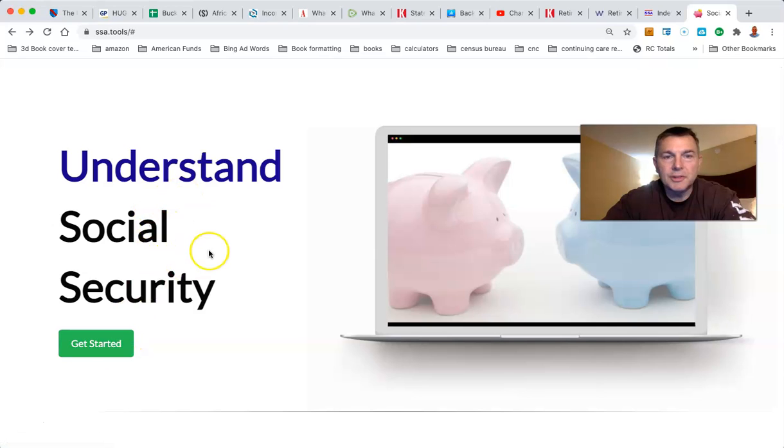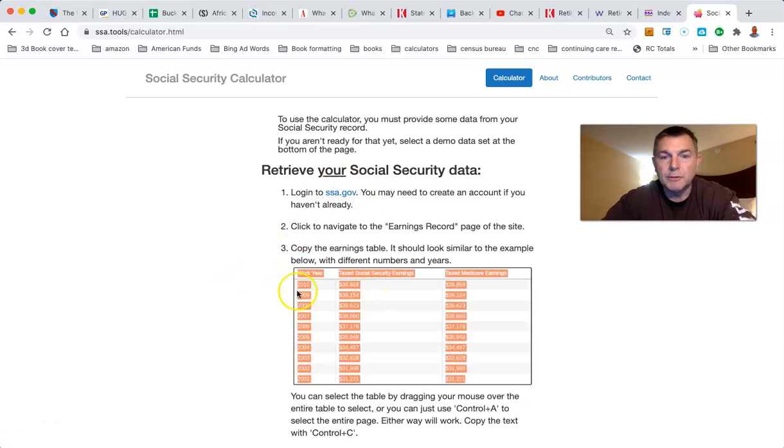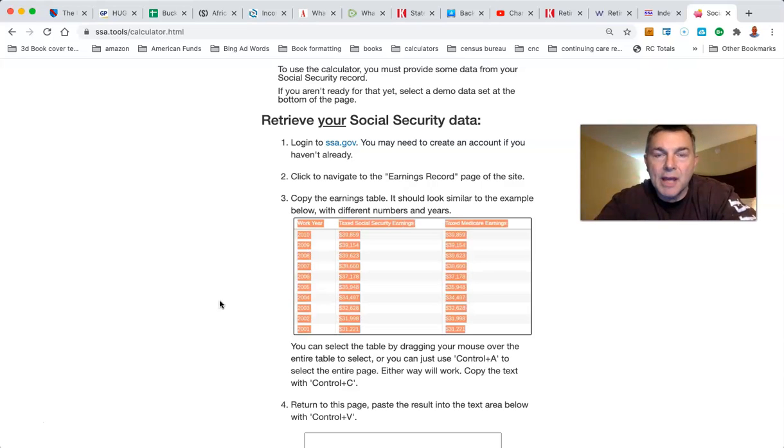Anyway, so you click on Understanding Social Security. Just click on Get Started. And then it's going to tell you to go to SSA.gov to retrieve your data. You've got to do that anyway. It's stupid not to. And you need to save every single year. Download and save a PDF of your record. I don't get why people don't do it.